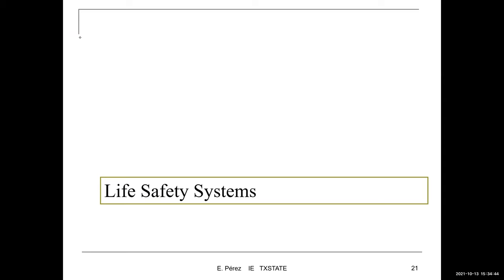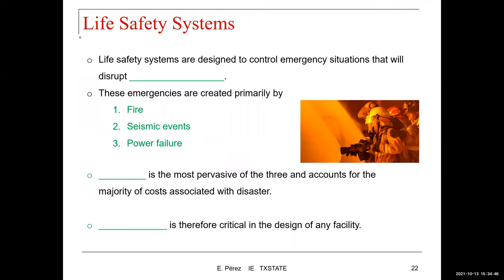So, life safety systems. These are the type of systems that are designed to control emergency situations that will disrupt the normal operation inside the facility. There are different types of events that might cause an emergency. Those include a fire, a seismic event, or a power failure.